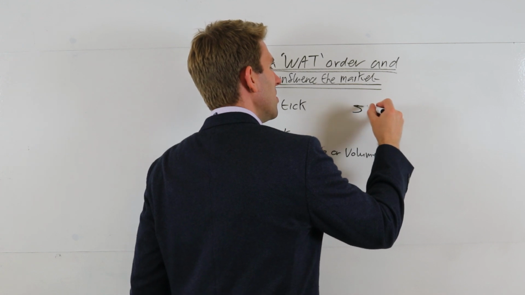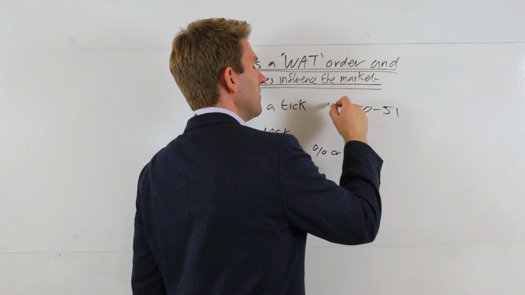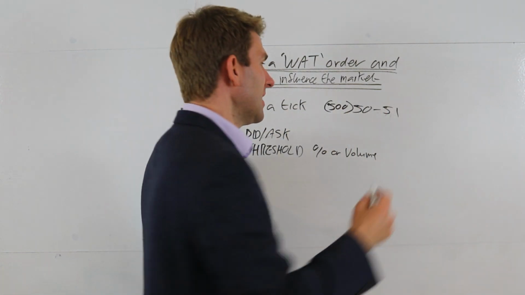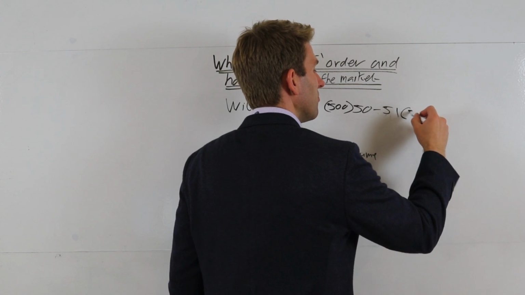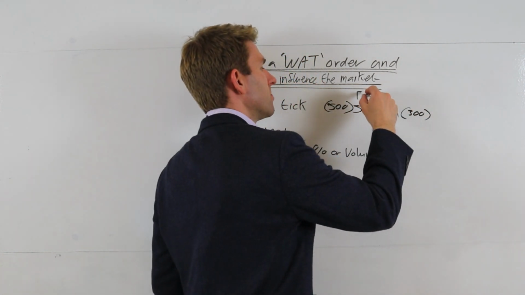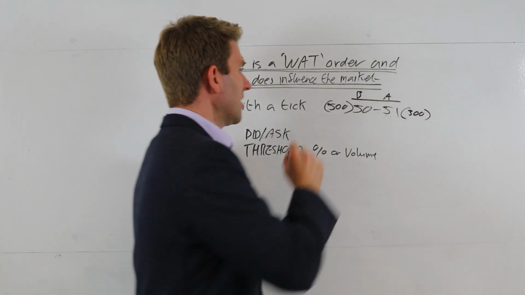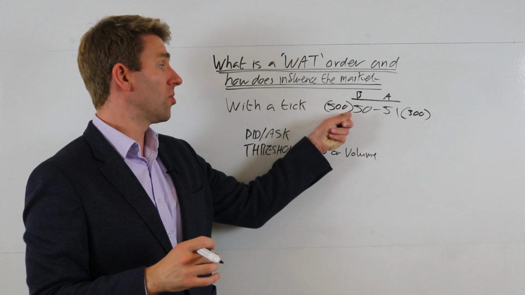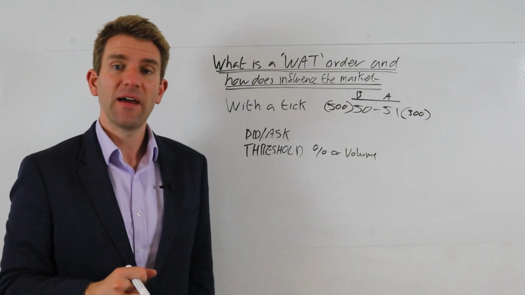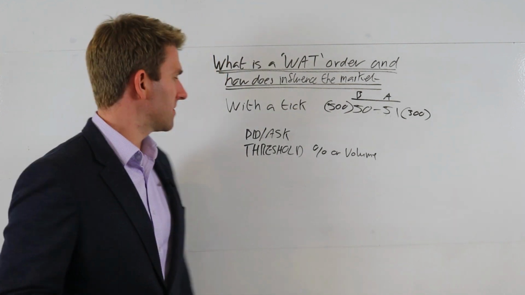Let's imagine now we have 50 to 51, and here we've got 500 contracts sitting on the bid at 50, and here we have 300 contracts sitting on the ask. So just put B and A on that order book. Now we come in and we've already got an order in, let's say, 200 contracts sitting there at 50, but this is a WAT order, and the WAT order is specifying a few things.